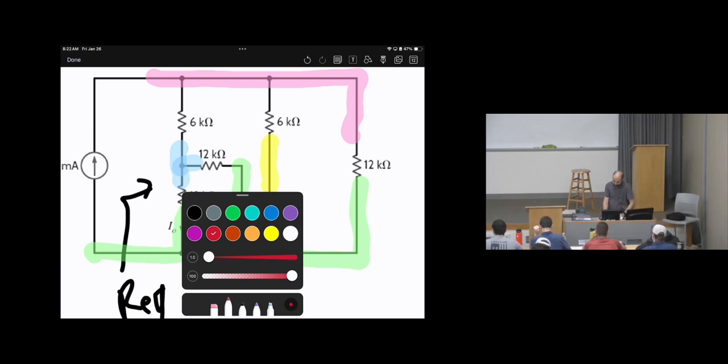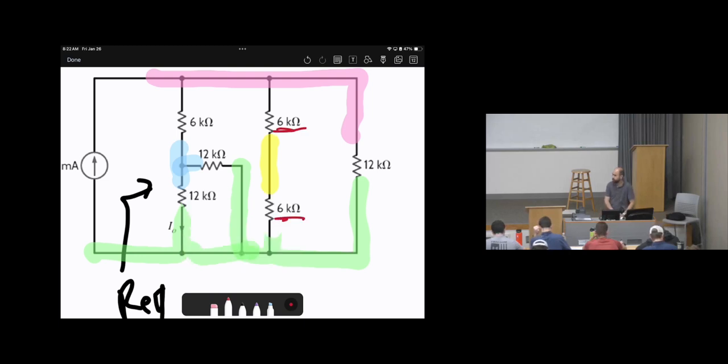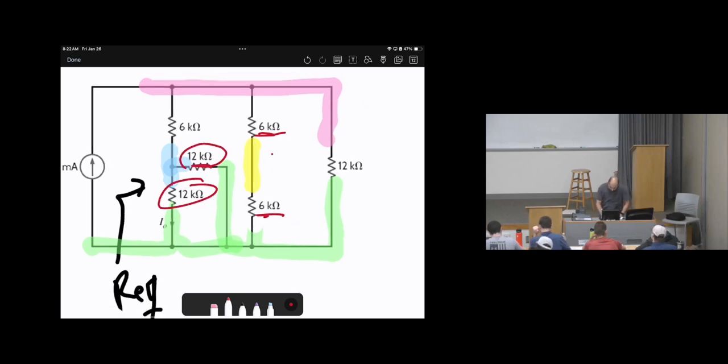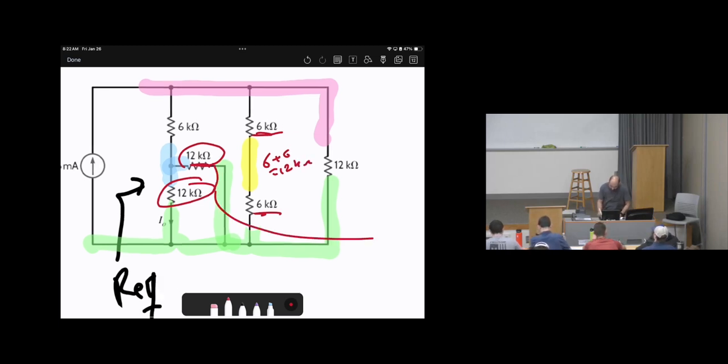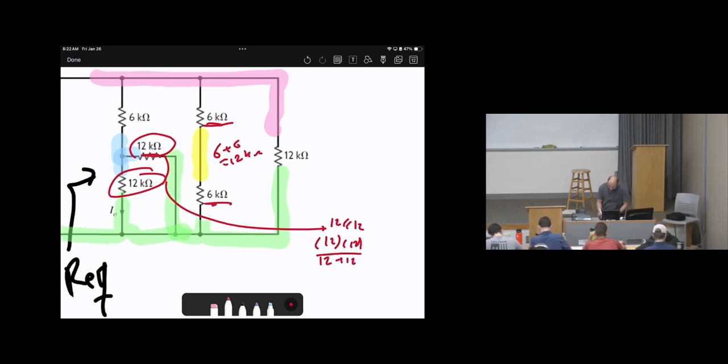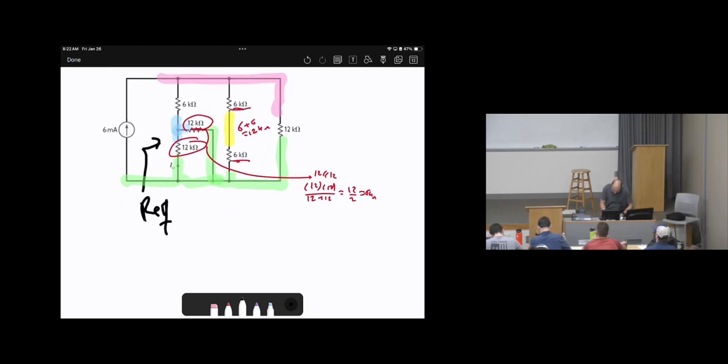So you can add those. The 6s are in series, right? 12, 12 in parallel. So 6 plus 6 equals 12 kilo ohms. 12 parallel with 12, let me write it here, means 12 times 12 over 12 plus 12, or in other words, it will be 12 over 2, so it will be 6 kilo ohms.